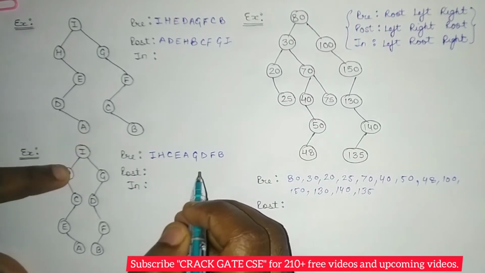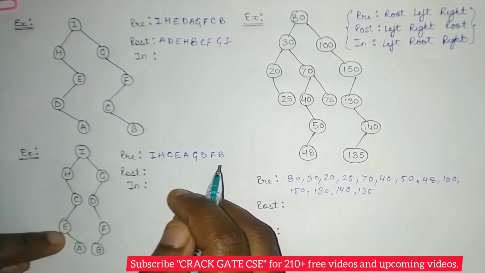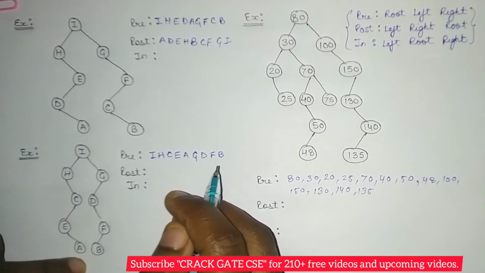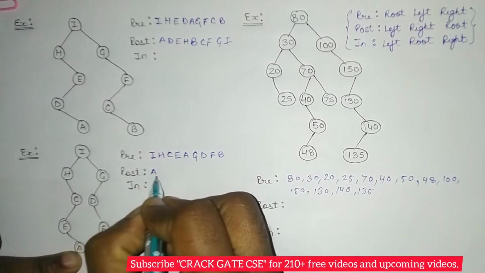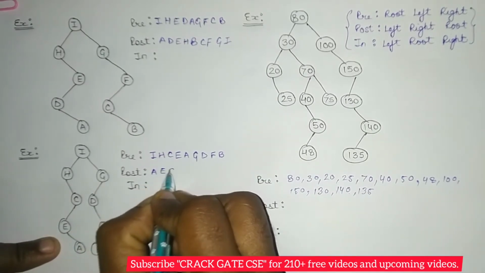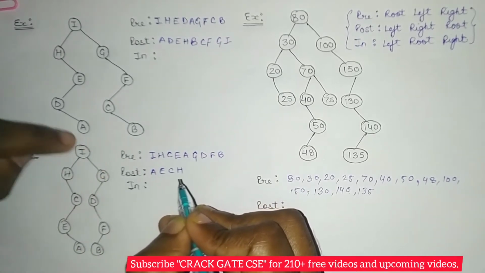Come on to I, move on to left if left exists, no left, move on to right, left, move on to left, no left, move on to right. So once you visit the leaf node, start printing. So it will be A, E, C, H. So left is done, now you have to move on to the right for this root node.